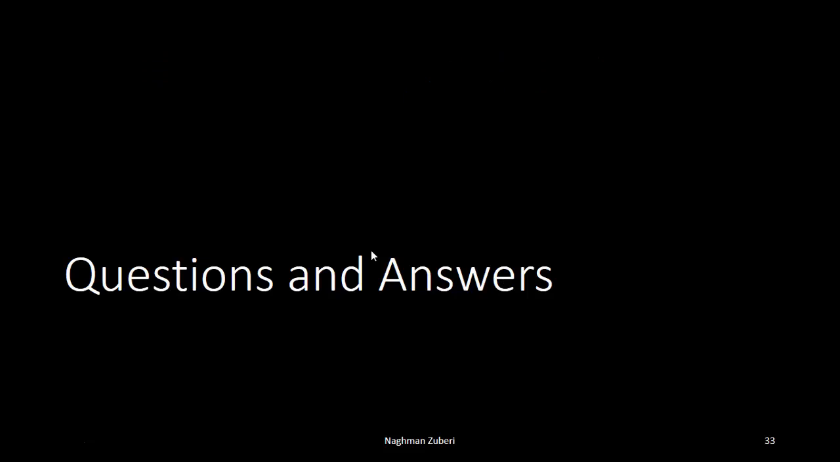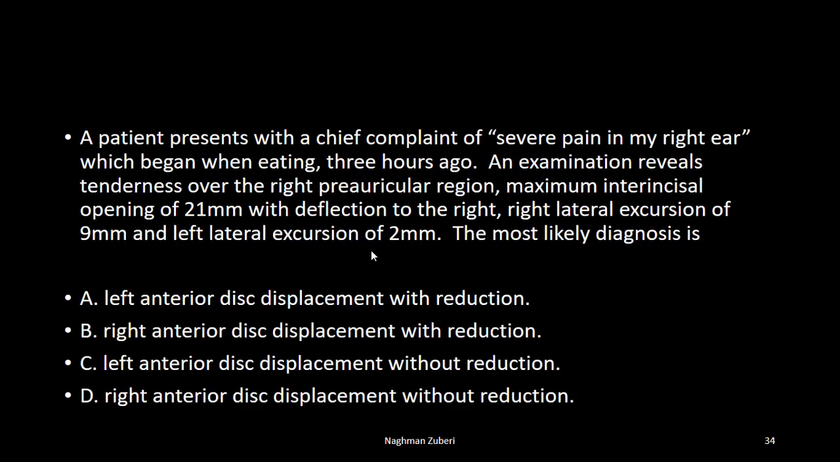Now we are going to discuss certain questions and we will give the answers on the basis of whatever we have studied. A patient presents with a chief complaint of severe pain in the right ear, right side, which began when eating 3 hours ago. So it is acute. An examination reveals tenderness over the right preauricular region, maximum interincisal opening of 21 millimeter, restriction of movement with deflection towards the right. So right side is affected.